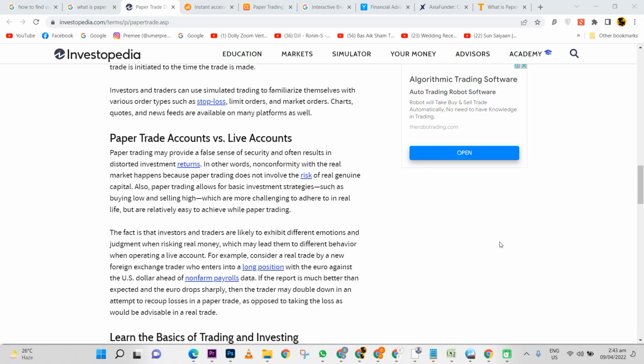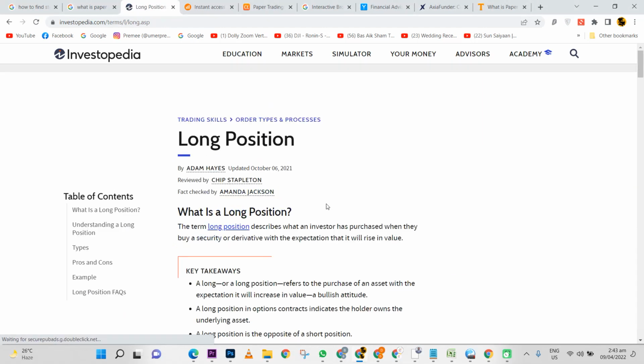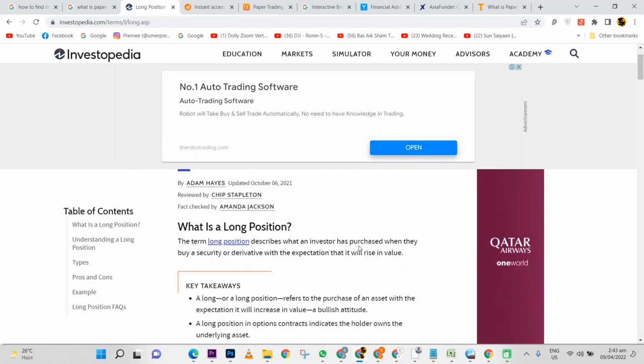The fact is that investors and traders are likely to exhibit different emotion and judgment when risking real money, which may lead to different behavior when operating. To trade, you enter a long position. What is a long position? Click on long position. Here you can see what a long position is.